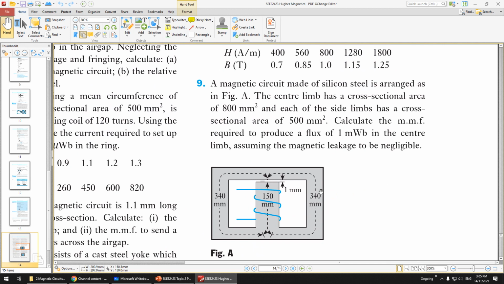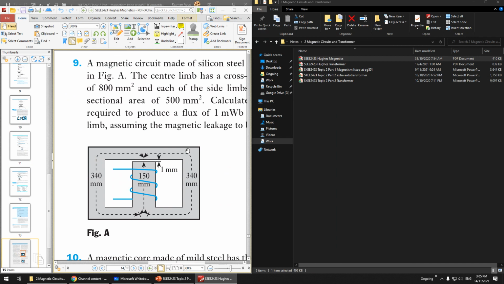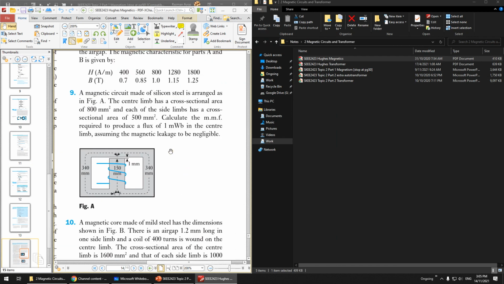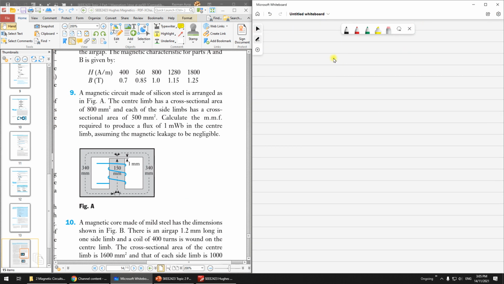So you can see here it is a magnetic circuit. Let me just show you. So you have a source here, plus minus. So you have a reluctance here, a core, and don't forget the gap. So you have two reluctances. This one is S1. This one is S gap. Make sure you know how to draw this.